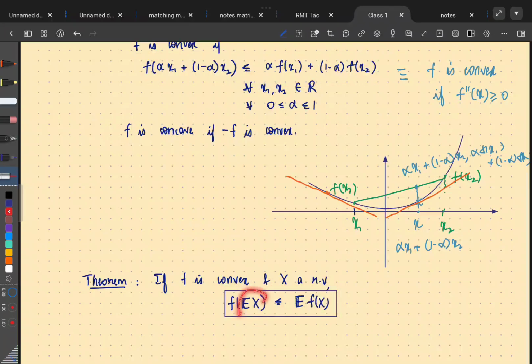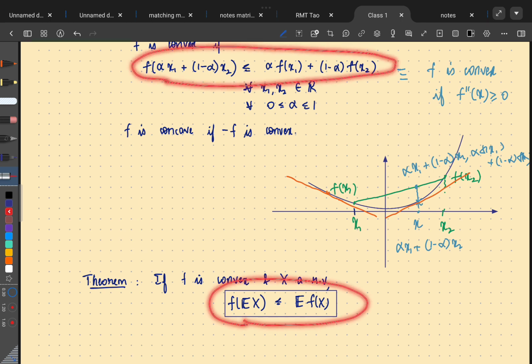What is expectation of x? If x is a random variable that takes x1 with probability alpha and x2 with probability 1 minus alpha, then expectation of x is nothing but alpha x1 plus 1 minus alpha times x2. And what is expectation of f of x? It's just alpha f of x1 plus 1 minus alpha f of x2, because alpha is the probability with which you get x1 and 1 minus alpha is the probability with which you get x2. So in that sense, you can think of this statement as a generalization of this particular statement.